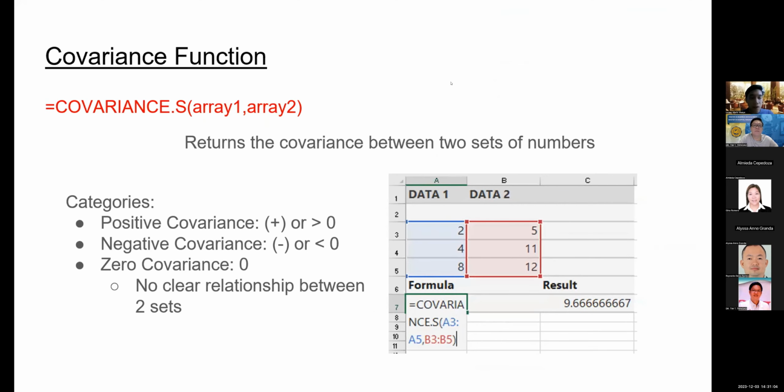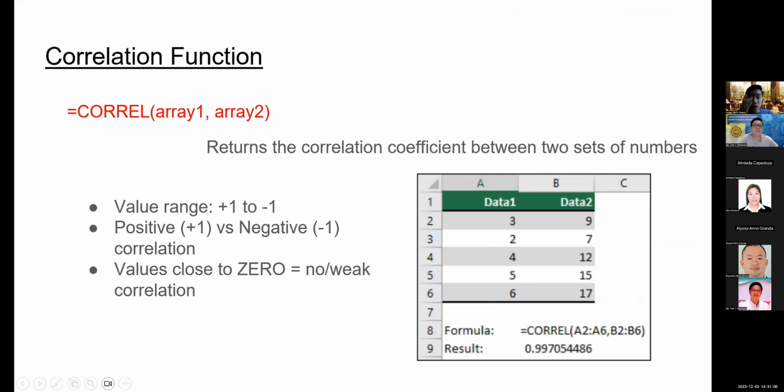You have the correlation function. Its syntax is equal sign CORREL, and then we select two arrays, array 1 and array 2, and this returns the correlation coefficient between two sets of numbers. The value that this returns would usually be between -1 and 1.